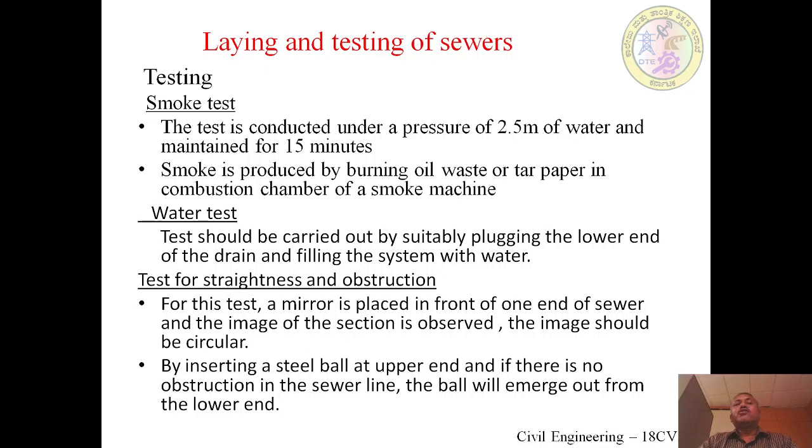Coming to the test for straightness and obstruction. In the first test for straightness, a mirror is placed in front of one end of the sewer and the image of the section is observed. We know very well that the section of the sewer is circular, therefore the image should be circular. That means it is straight and there is absolutely no obstruction inside. The other test is by inserting a steel ball at the upper end, and if there is no obstruction in the sewer line, the ball will emerge from the lower end. That shows the test for straightness.